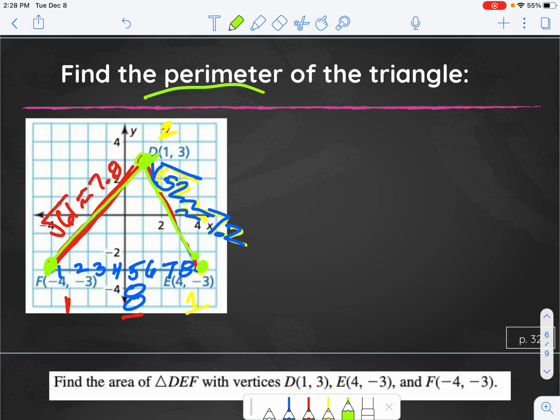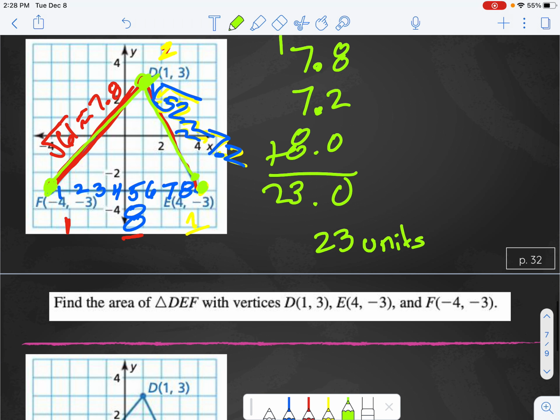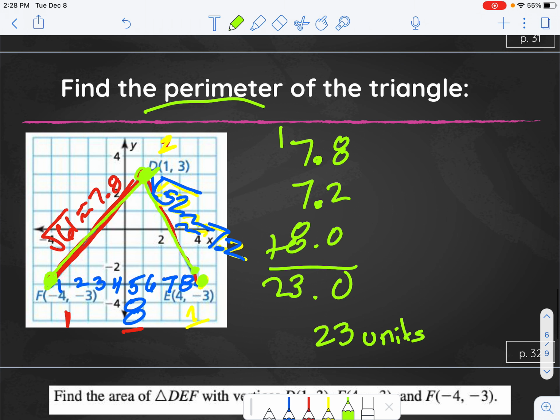Now, I need to find the perimeter. So to find the perimeter, I'll just add all of these up. So I have 7.8, 7.2, and 8. 14, 15, 23. So I ended up getting an even 23. They don't tell us what we're in, so you could say units, and that would be good there.